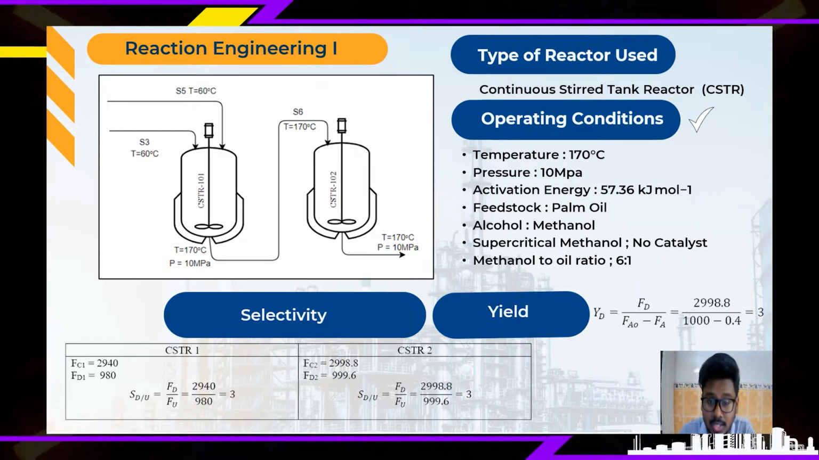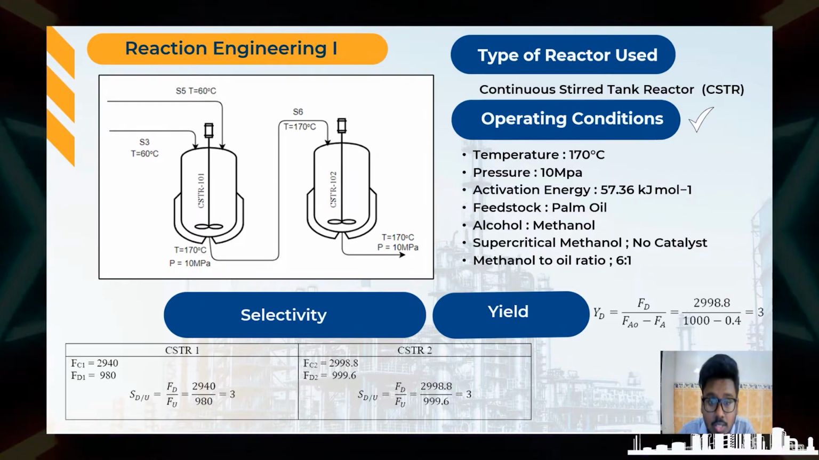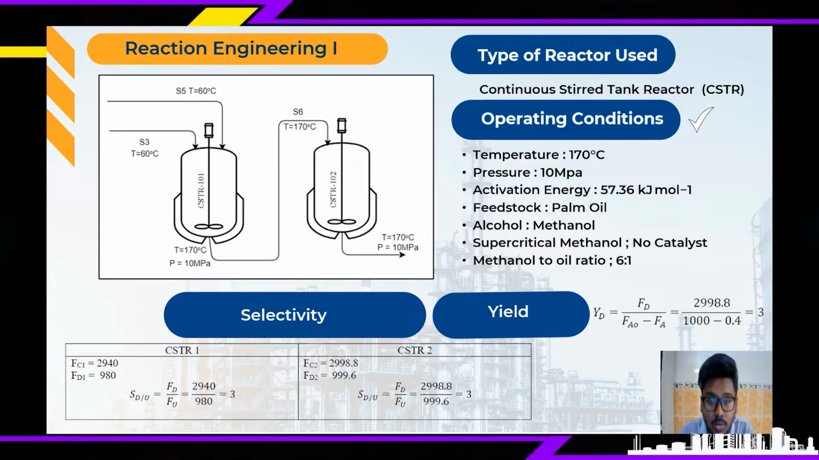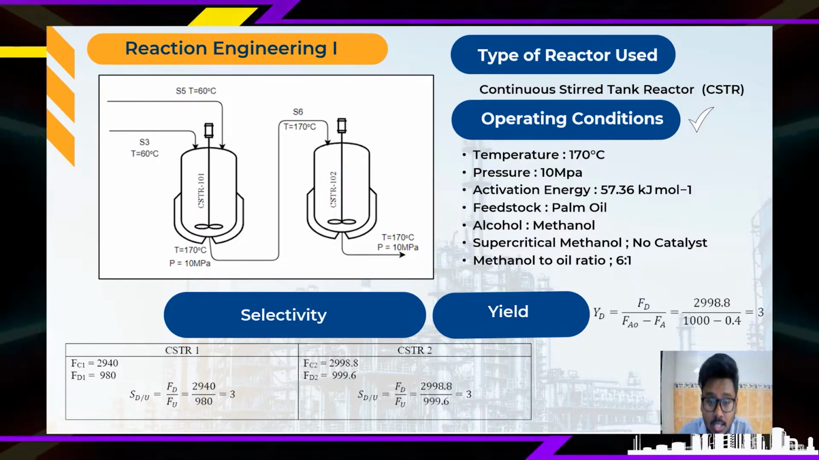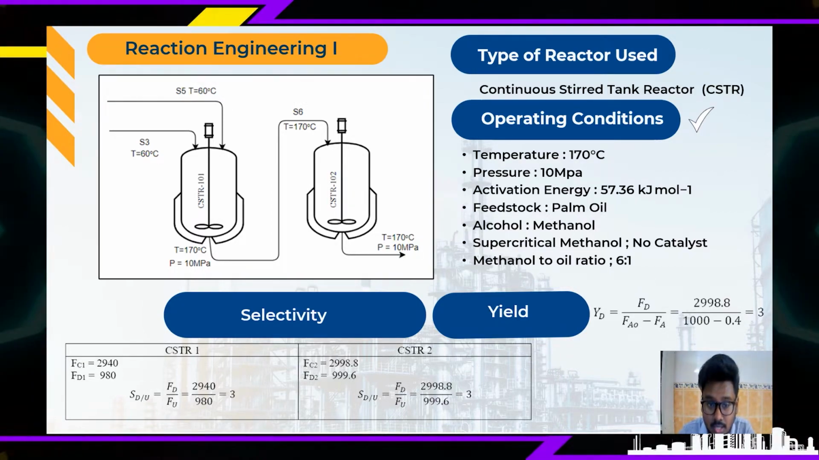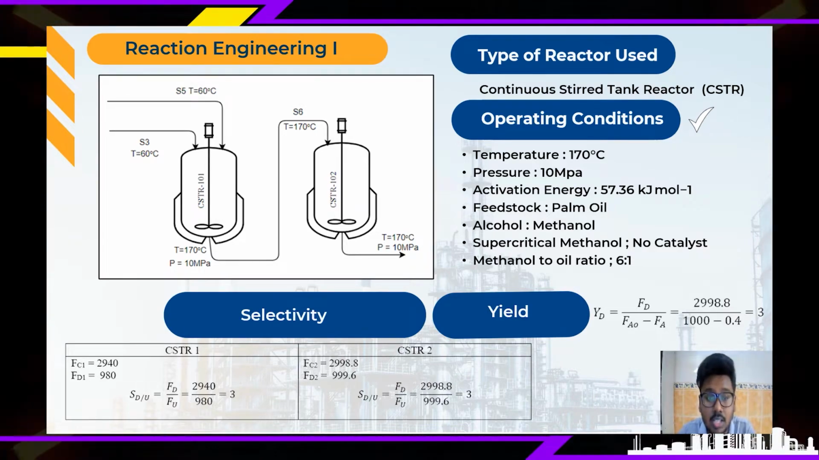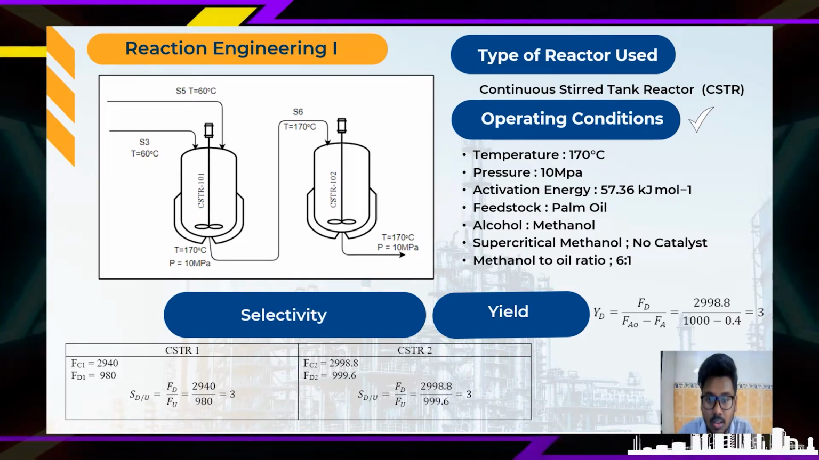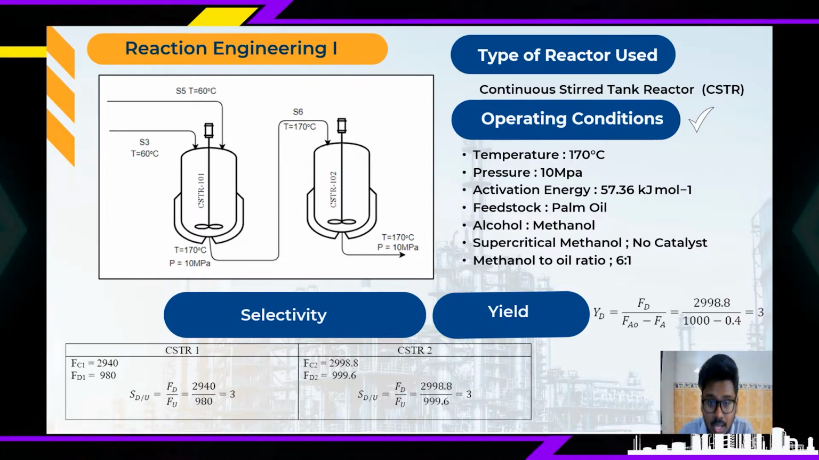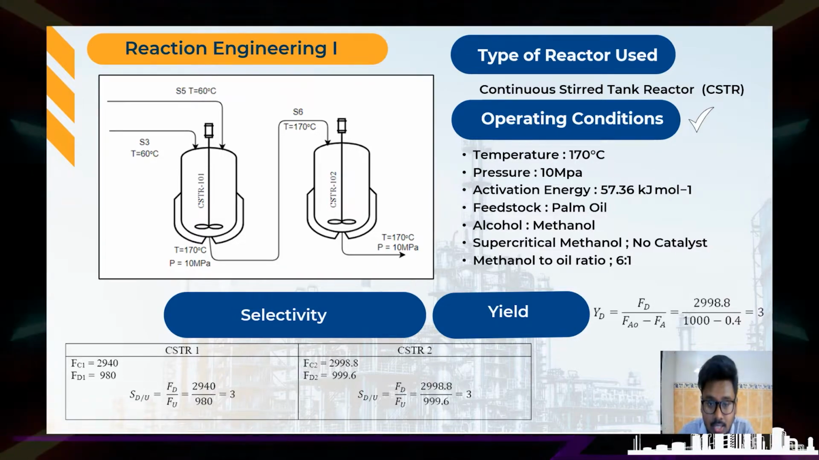Most importantly, the methanol to oil ratio is at the optimum level of 6:1, ensuring the side reactions are negligible. Furthermore, the selectivity and the yield of the desired product, biodiesel, are 3. To further increase the selectivity and yield, high temperature can be utilized.